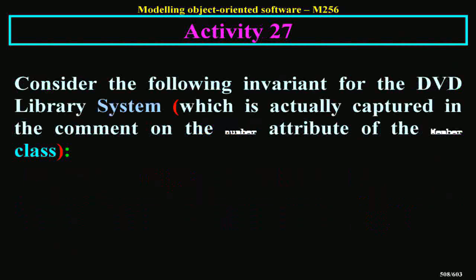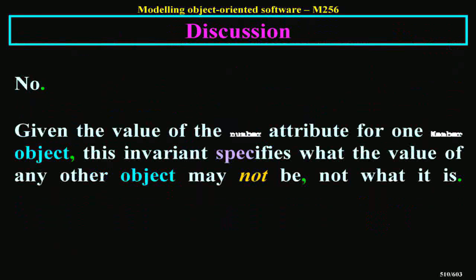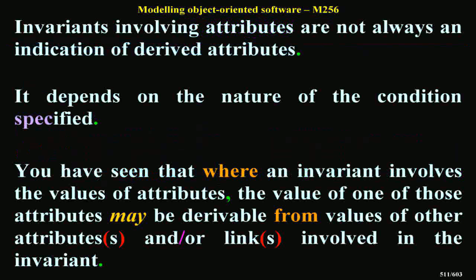Activity 27. Consider the following invariant for the DVD library system which is actually captured in the comment on the attribute of the class. If there are any two distinct objects, then the value of the attribute of is not the same as the value of the number attribute of. Does this invariant indicate that any attribute of the class can be derived? Discussion. No. Given the value of the attribute for one object, this invariant specifies what the value of any other object may not be, not what it is.